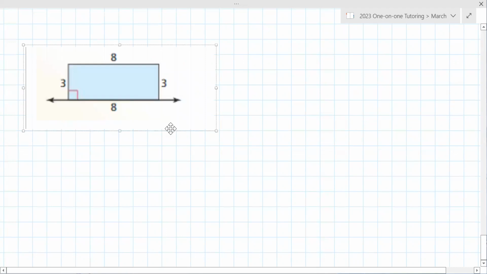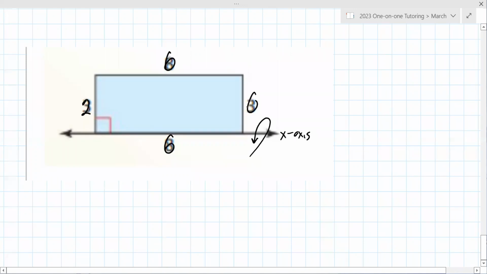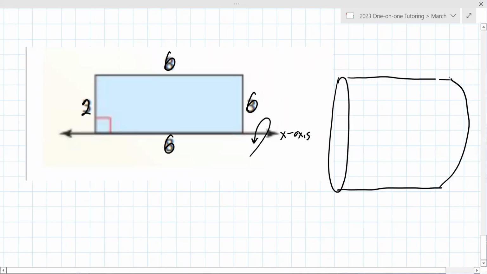Okay, new problem here for us to look at. Imagine it's rotated around this axis. Can you remind me what the shape would be? It's a cylinder. Very good. I would recommend drawing it, even if it's not a great sketch. At least have some idea here. What is the radius with the new numbers? 2. So the volume of a cylinder is pi r squared h.